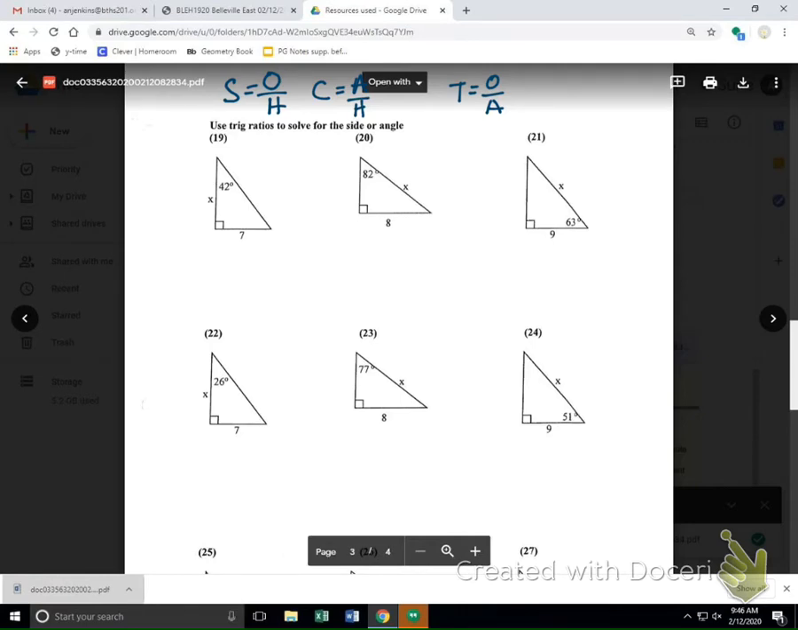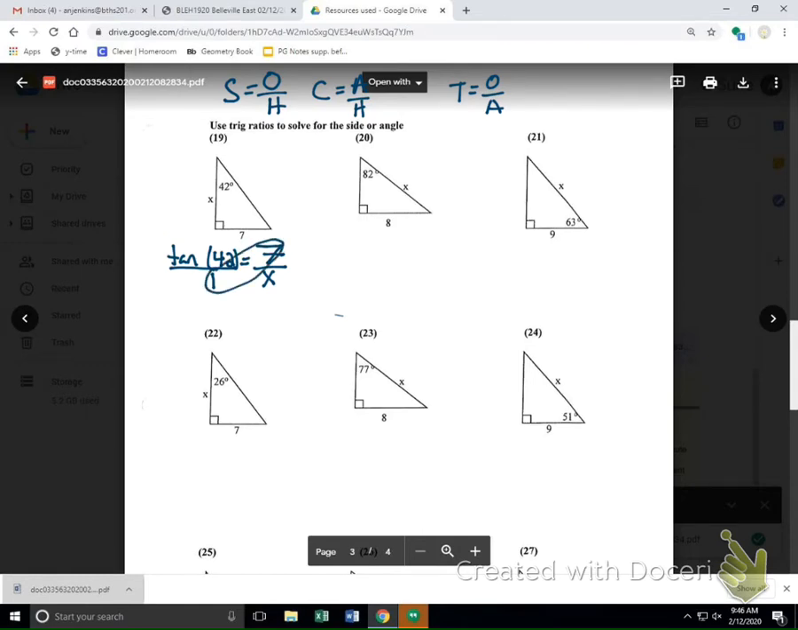So looking at 42, we need a trig function that's going to reflect the two side lengths that relate to 42. So which ones are they? Opposite and adjacent. Which trig function does opposite and adjacent? Tangent. Yep. So tan of 42 equals opposite of 42 is 7, adjacent to 42 is x. Remember, this is where we do our cross multiply and solve. So we put tangent over 1.